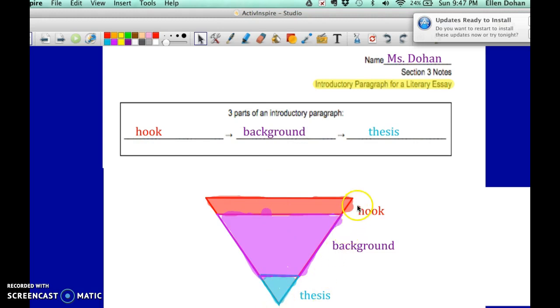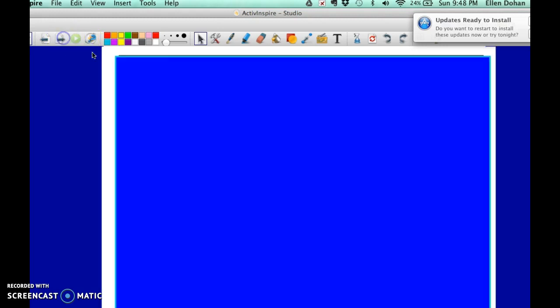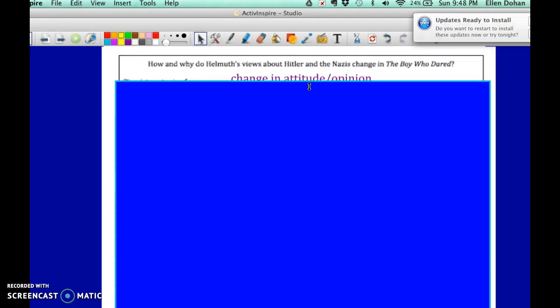And again, here's another way to visualize the three parts. We have the hook that represents that broad part. It's going to be kind of short. We have the background that moves us closer to the specific idea, so it's going to be the biggest part of our intro paragraph. And last but not least, we have the thesis, which is the most specific part of our ideas.